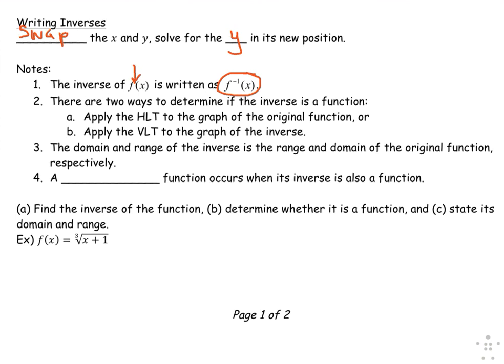As we mentioned, visually there are two ways to determine if the inverse is a function. You could apply the HLT to the graph of the original, or you could apply the VLT to the graph of the inverse. Now the domain and range of the inverse is the range and domain of the original function. So they switch.